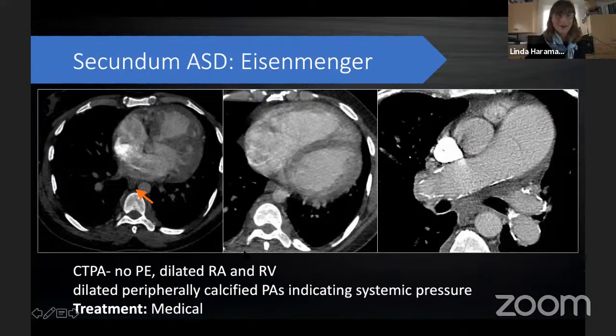This is what we see in our ER patients. There was no pulmonary embolism, but on the images through the heart, we see that the interatrial septum is basically absent, and we can see the contrast falling between the right atrium into the left atrium. The right ventricle is hypertrophied, the right atrium and right ventricle are dilated, and the central pulmonary arteries are peripherally calcified, and that's indicative of systemic arterial pressure. It's thought to be basically atherosclerosis of the pulmonary arteries. And so this patient clinically had Eisenmenger syndrome and was treated medically.